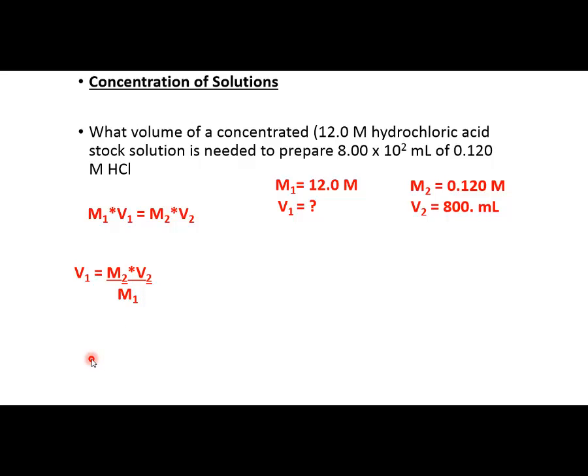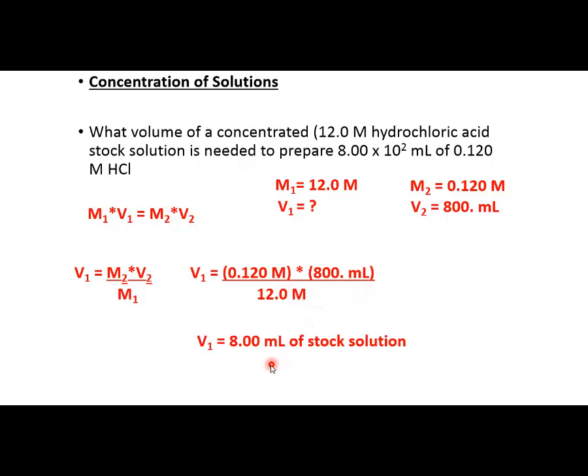So I'm going to go ahead and solve for volume 1. I take the molarity final, M sub 2, which is 0.120 molarity. The final volume is the larger of the two volumes in this case during the dilution, so that's 800 milliliters. My stock solution molarity, my initial molarity, is 12.0 molarity. So my molarities will cancel. I end up with milliliters for my volume. And I see that I have 8 milliliters of the stock solution that I should use, and I'm going to be diluting this to a total solution volume of 800 milliliters.